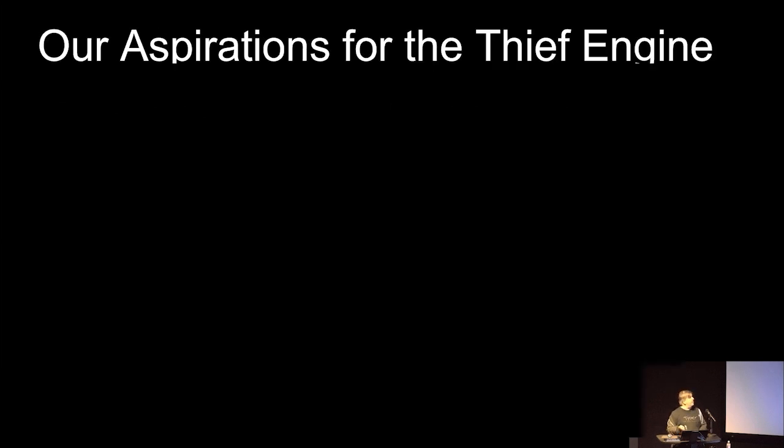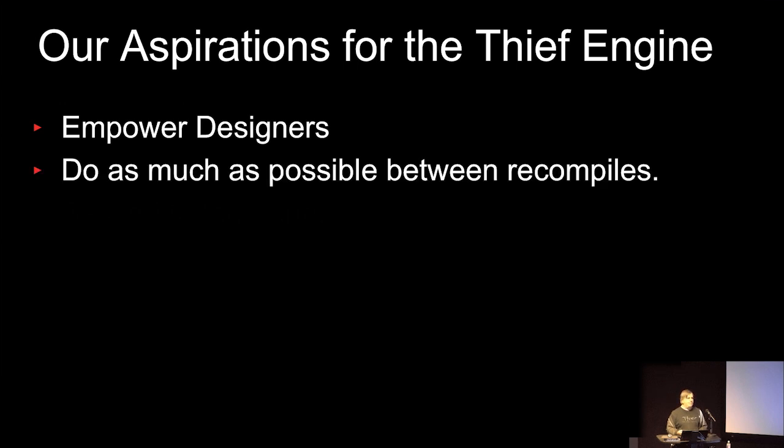So our aspirations when we were building the Thief engine: we wanted to make sure that designers could do awesome stuff with it. We wanted to build this immersive sim, right? And we had really bad compile time, so we wanted to be able to do as much as possible between compiles. If the designers wanted to change something, we didn't want to have to deliver them a new build in order to have that change. And we needed to be kind to the heap, right? We needed to minimize that overhead and just be careful with our heap resources.